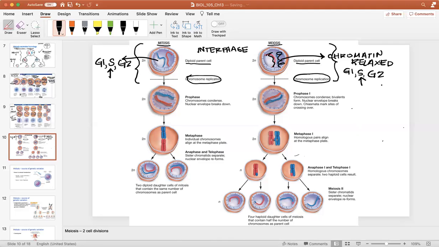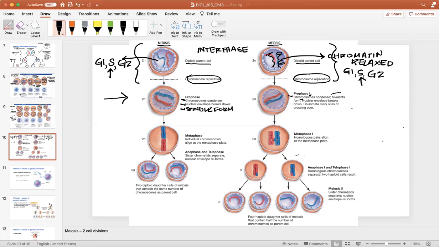Now, let's look at what happens during prophase in mitosis, okay? So we're just going to go on this side. During prophase, our chromosomes are going to condense, the nuclear envelope is going to break down. They also don't mention, but the spindle apparatus is going to form. Okay. Let's contrast that with prophase 1, because remember, we're going to do this twice in meiosis. Chromosomes condense, that's the same. Nuclear envelope breaks down, that's the same.